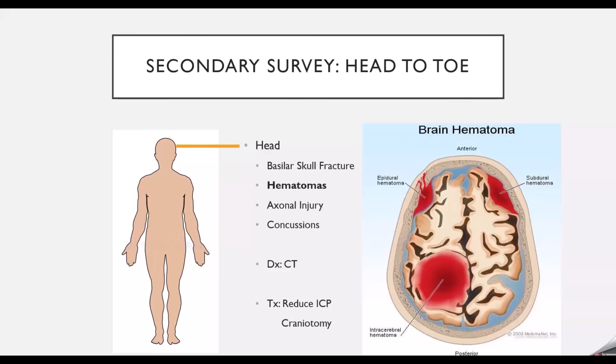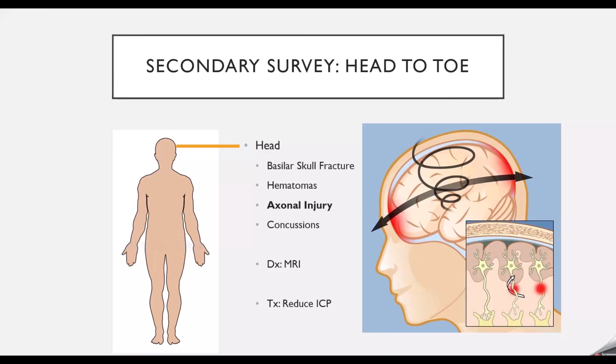So just knowing which types of hematomas there are is important, and there'll be plenty of questions about that as well. Your axonal injury is just a straight back and forth movement, so the coup countercoup kind of motion rips the neurons.